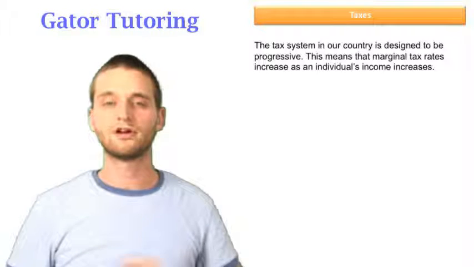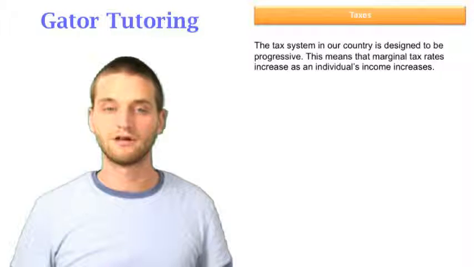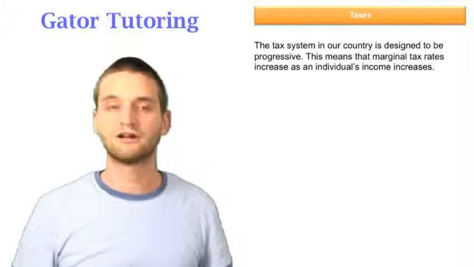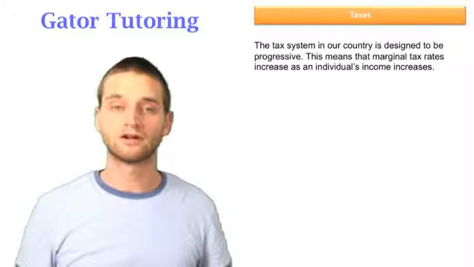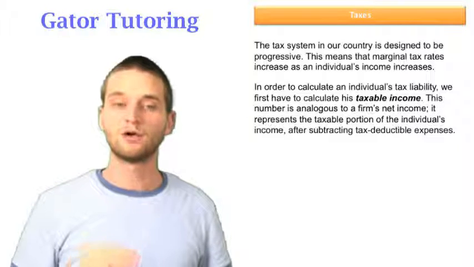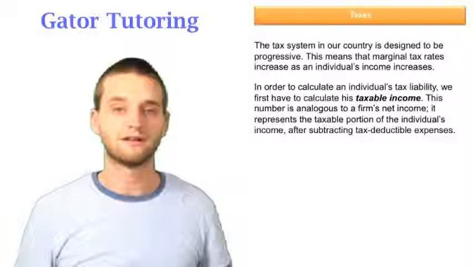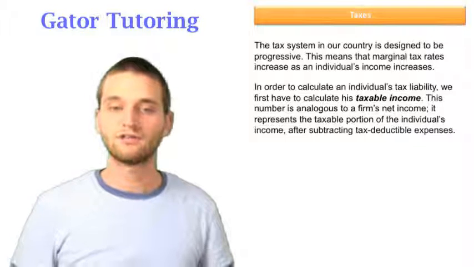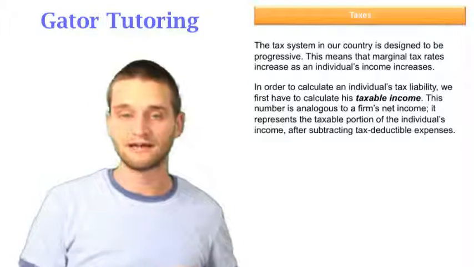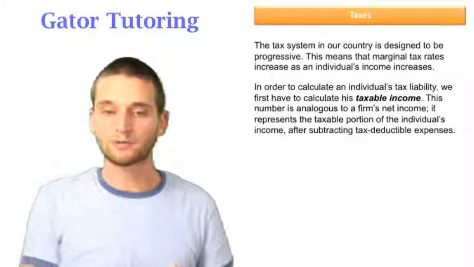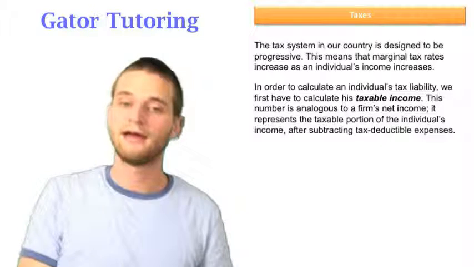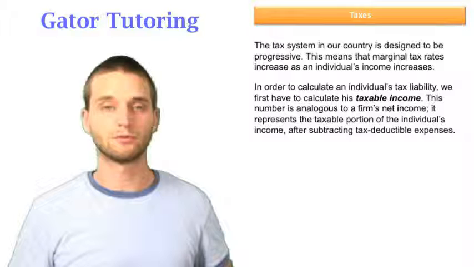So the tax system in our country is designed to be progressive. This means that marginal tax rates increase as an individual's income increases. In order to calculate an individual's tax liability, we first have to calculate his taxable income. This number is analogous to a firm's net income. It represents the taxable portion of the individual's income after subtracting tax-deductible expenses.